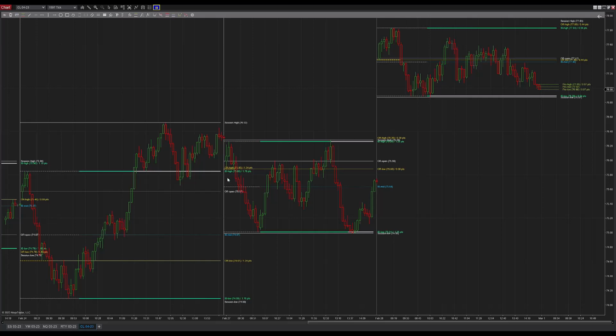Now, different time, right? The initial balance in crude is 9 to 10. So we sit here, we go coast to coast, right? Coast to coast. We hit the IB low, that's 1226. And then we snap from here. We go to the IB mid. There's another 70 ticks. So pretty good day here.